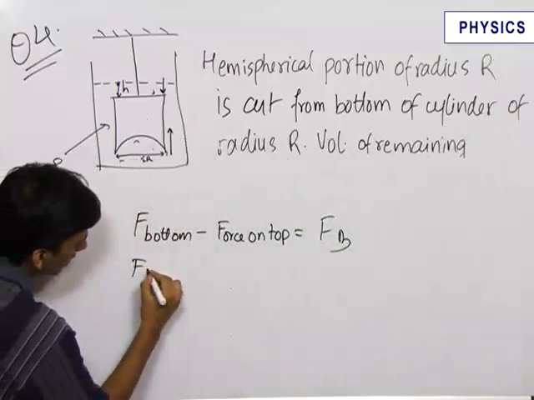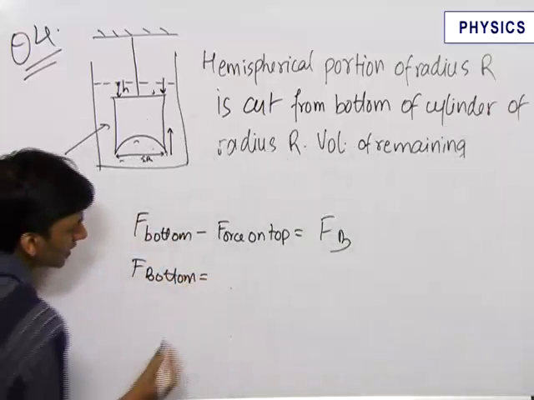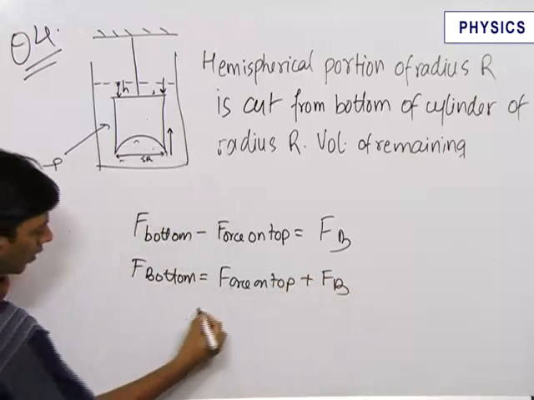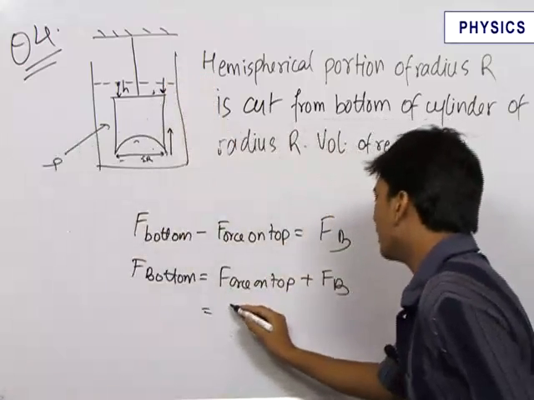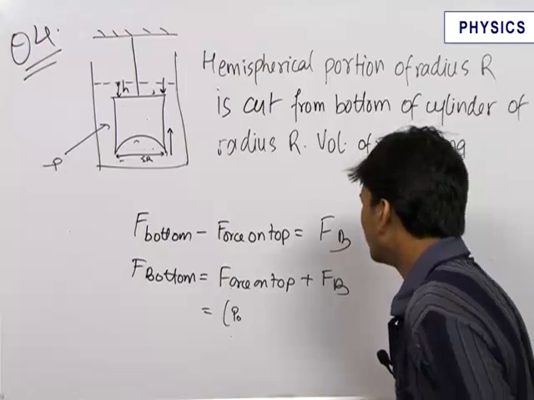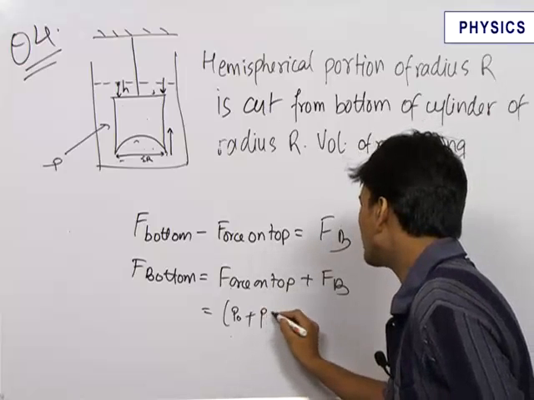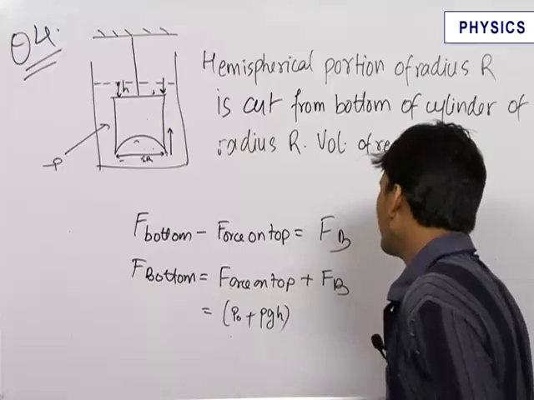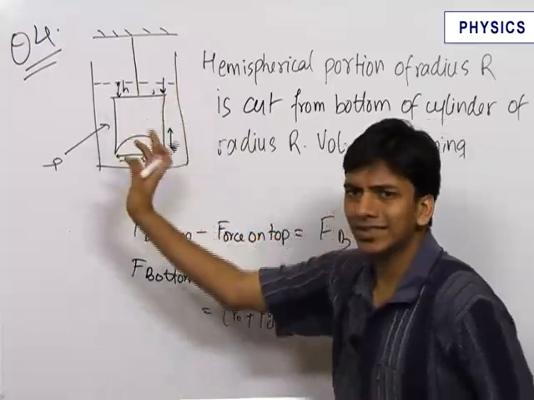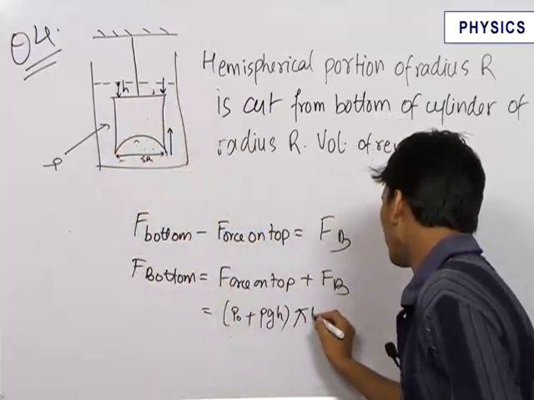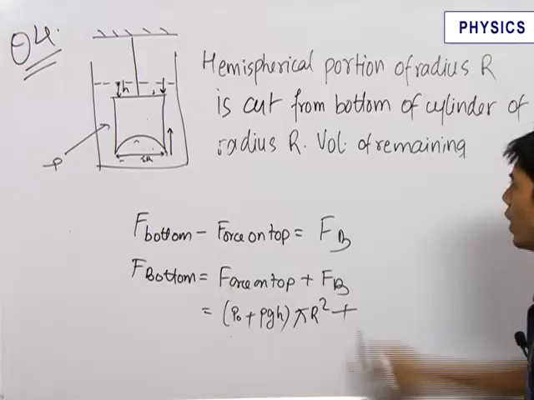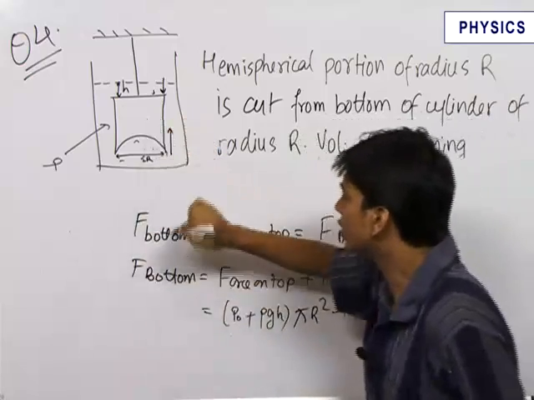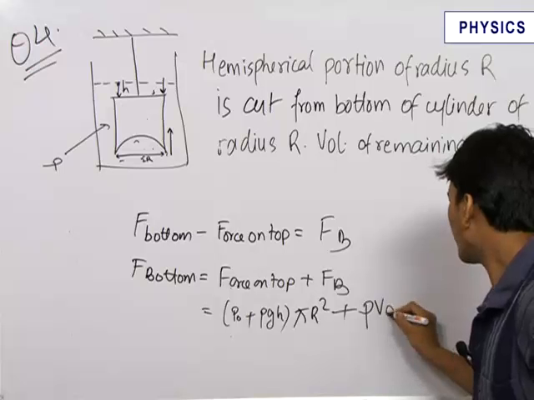Now we need to find out the force acting on the bottom of the cylinder. This can be written as force on top plus Fb. Now force on top can be written as the pressure on top, that is equal to P naught, the atmospheric pressure, plus rho g h. Rho is the density of the liquid, this is the pressure at this level, into the area. Since it is a cylinder, there is a circular area of pi r square on top, plus buoyant force. Buoyant force, as we know, is always equal to rho into volume of the submerged substance into g, that is rho V g.